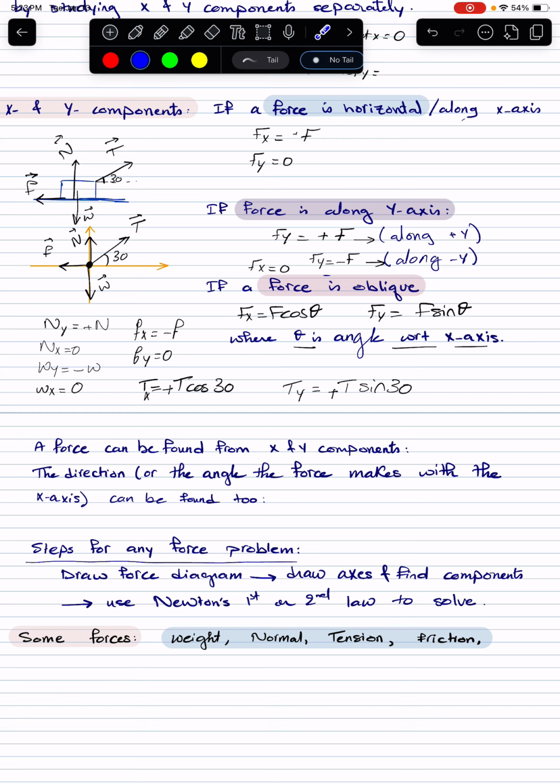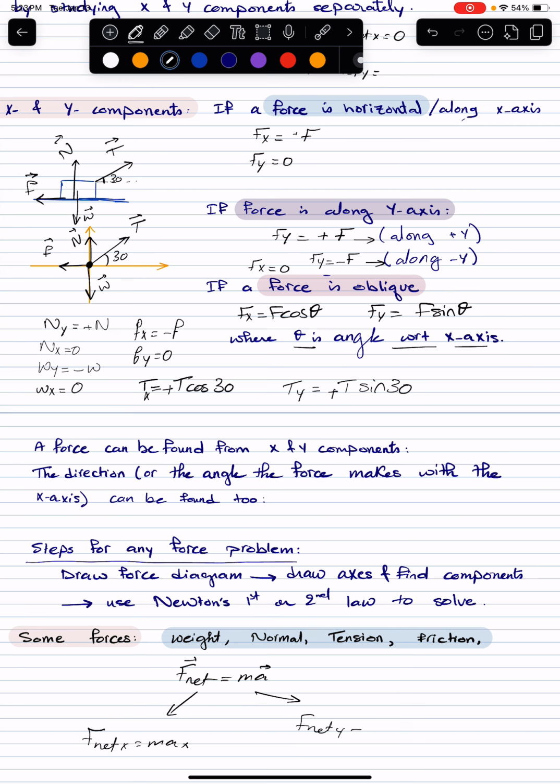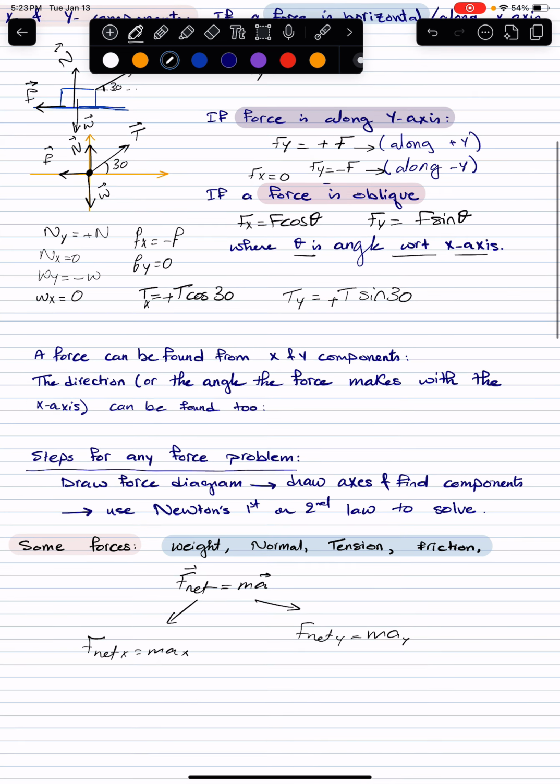So in this case, let's assume that the box is in motion. So I'll apply Newton's second law. I'll write F net equals ma. And then I'll project along x and y. So I'll say F net x equals max, F net y equals may. And I'll just substitute all of the x and y components that I found here in these two equations. Namely, the x components are Nx, which is 0, Fx, which is minus f, and Wx, which is 0.